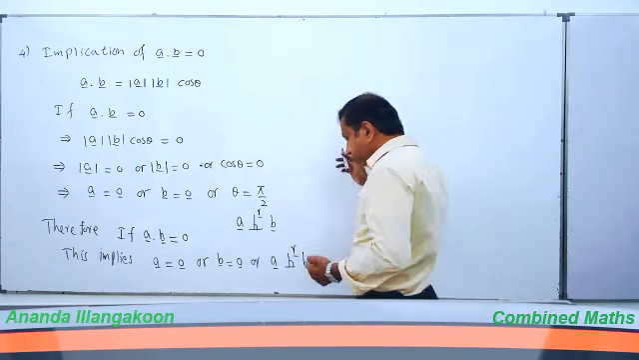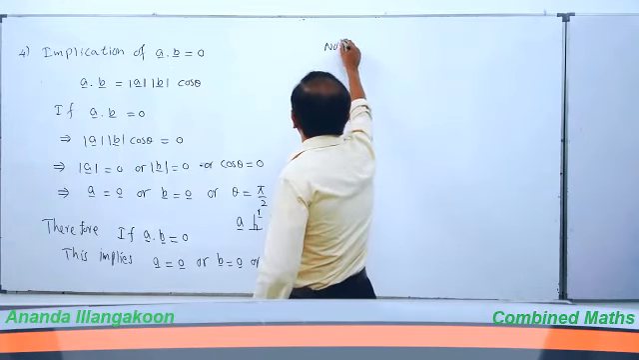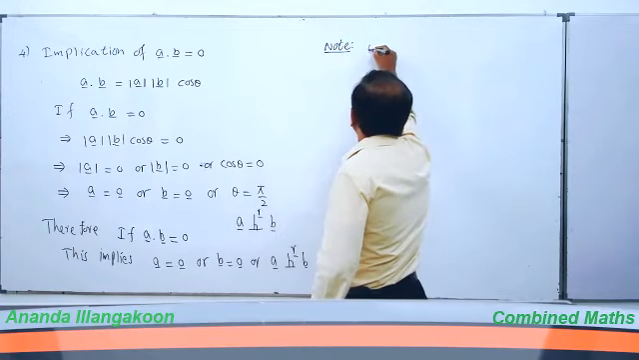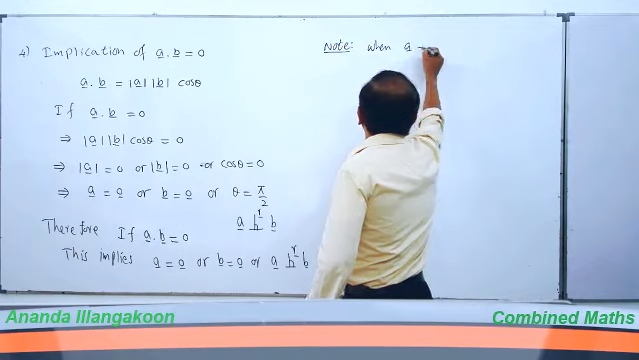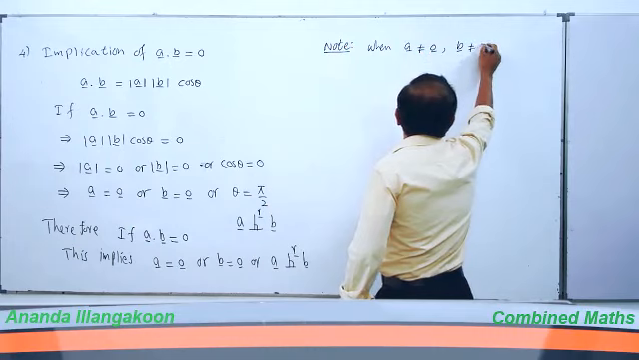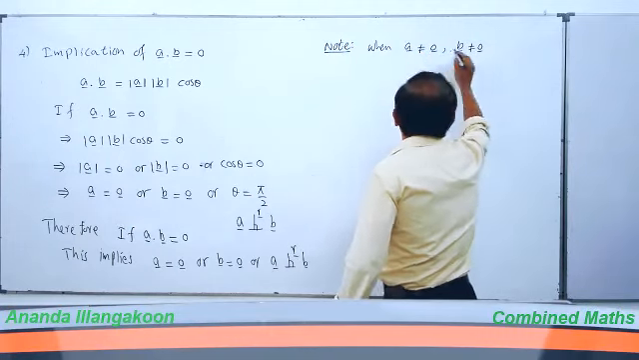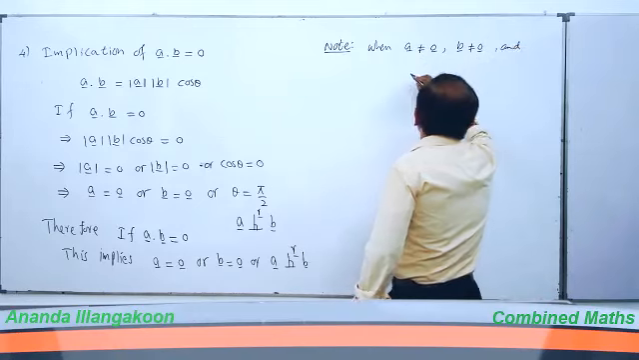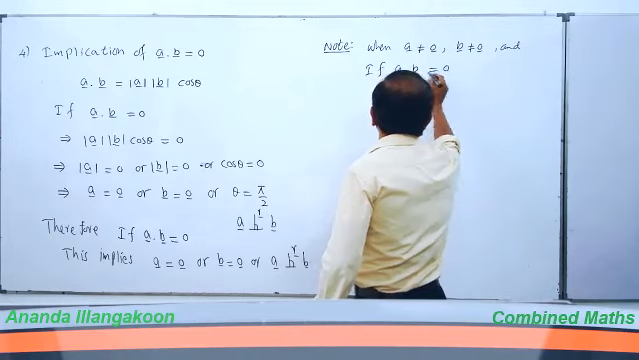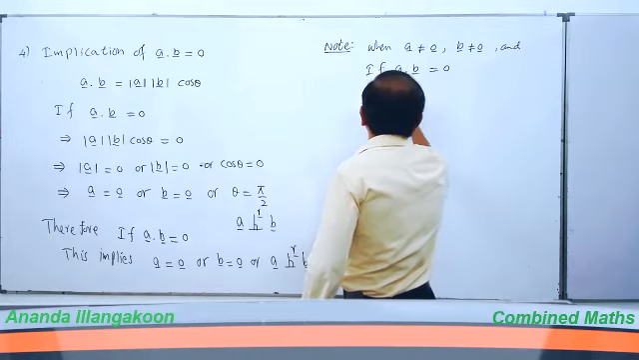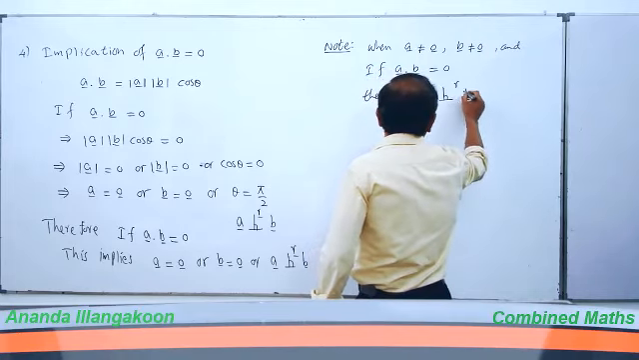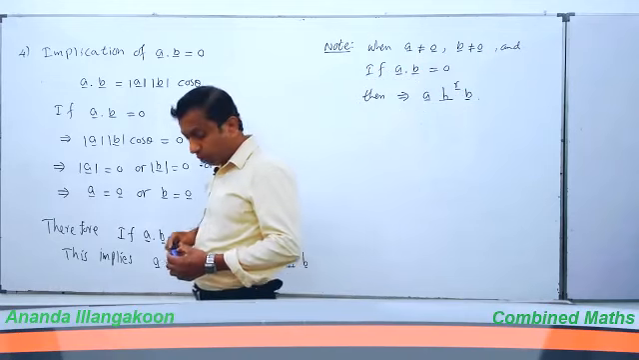Right. First, take down this, and I am going to write a note. What is the note? When A is not a null vector, vector B is not a null vector, and if A dot B is equal to 0, then you can write this implies vector A is perpendicular to vector B.